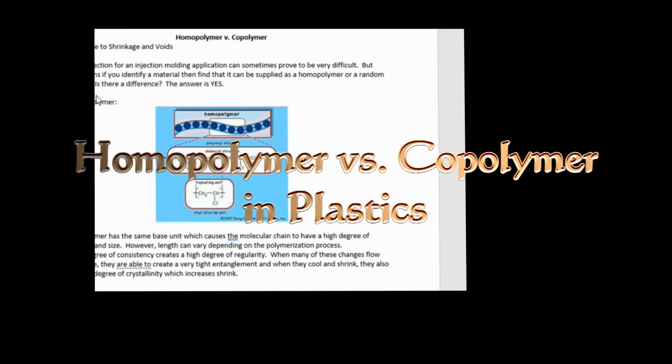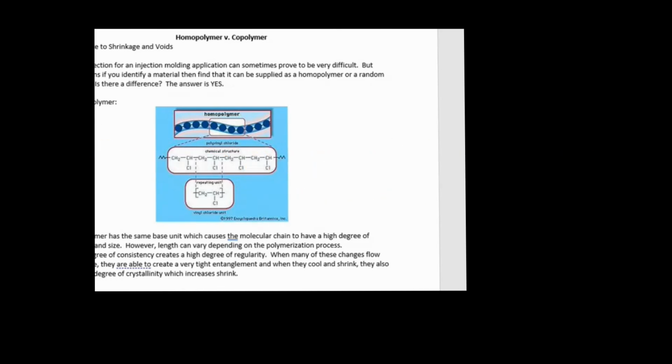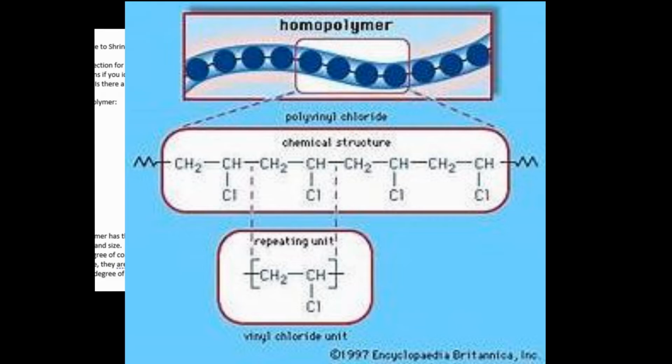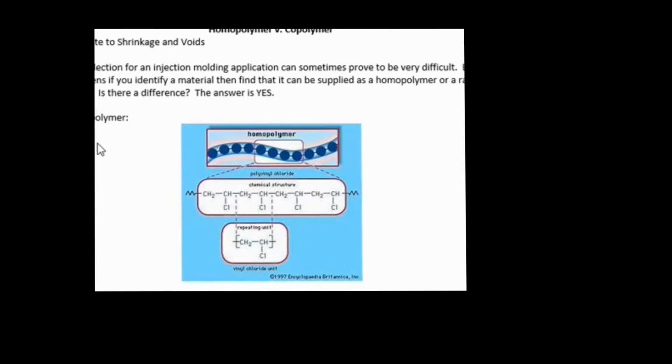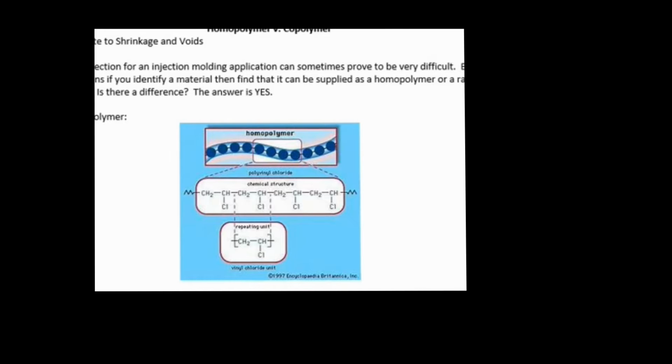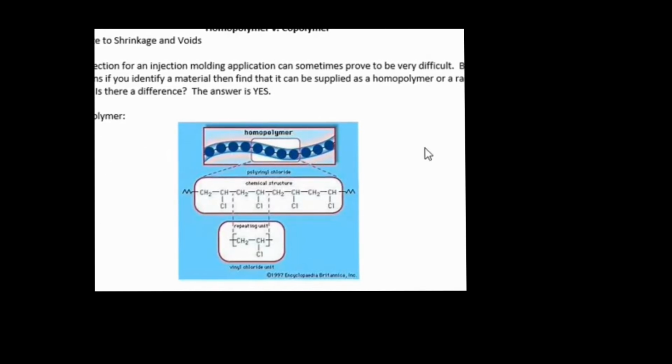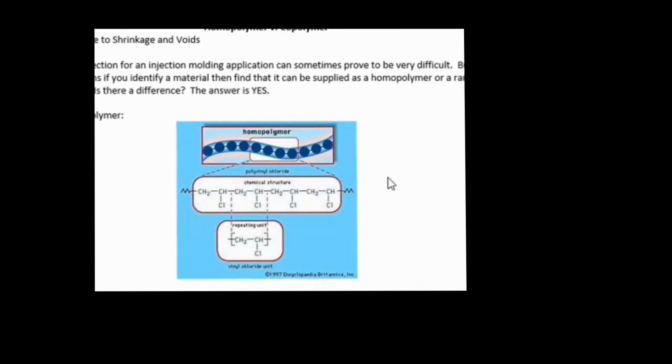Okay, here we are discussing the homopolymer, and we're talking about homopolymers with regards to plastics. And there's homopolymers and copolymers. So to understand what each is, we'll just discuss the homopolymer. We'll have to look at it on a molecular level. So we'll take a look at this image right here that's in the document.